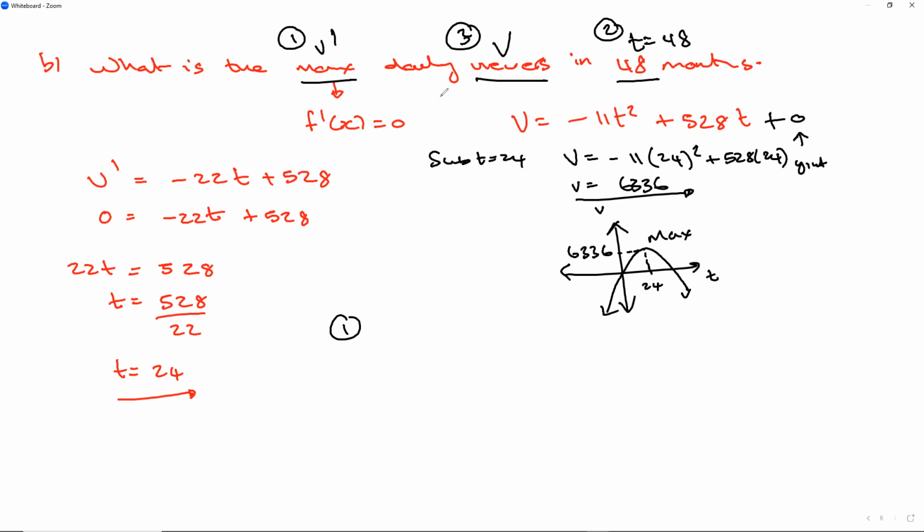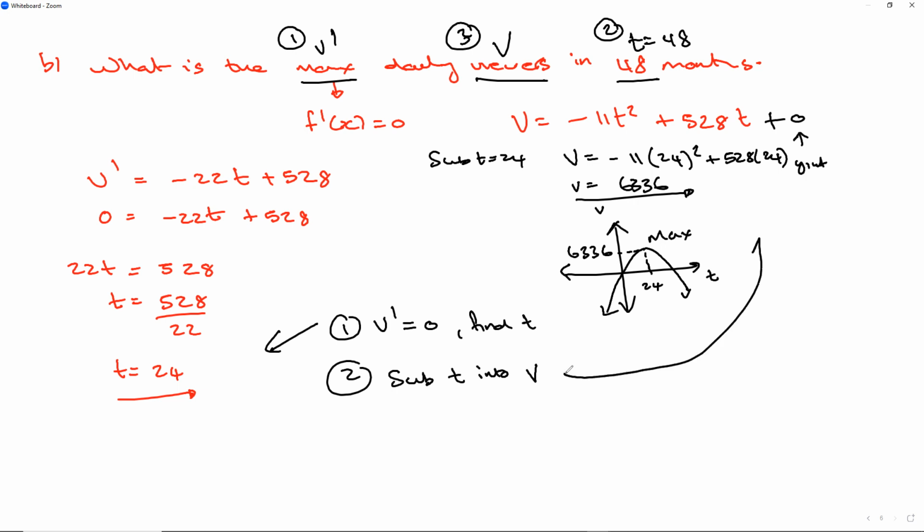Alright, so what is the maximum daily viewers? The first thing you do is derive it, make it equal to 0, find t. Then the second thing is, once we do that, we substitute t into the original function v, which is that. Okay, that's the original function.